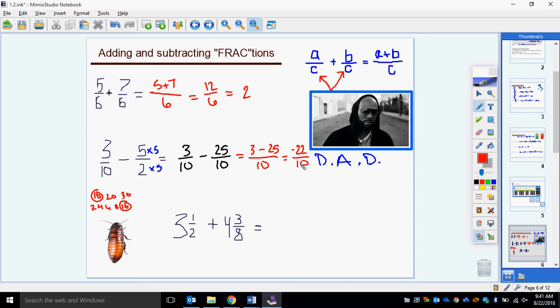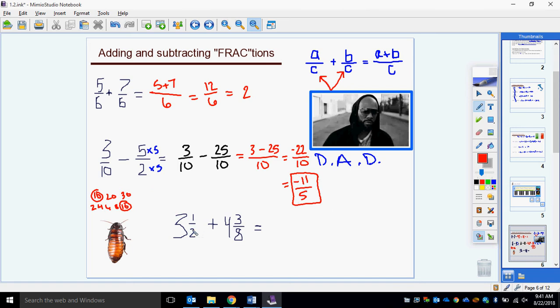22 over 10. If I can simplify it, I want to. So I can divide each of these by 2. Negative 22 divided by 2 is negative 11, and 10 divided by 2 is 5. So I want to make sure my fractions are in simplest form.